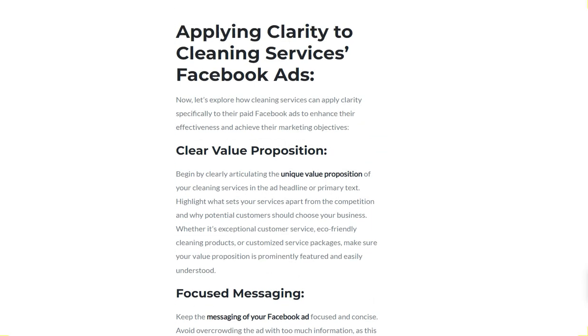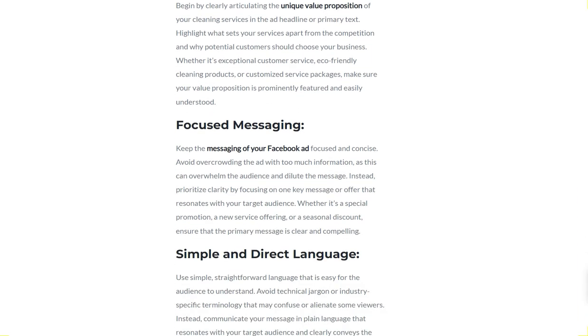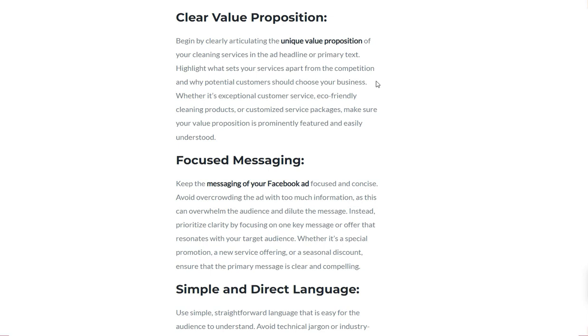So how to apply clarity? The starting point is a clear value proposition. You may have heard the words unique value proposition, unique selling proposition. It doesn't necessarily have to be unique to the whole world. It can just be unique to your specific area.